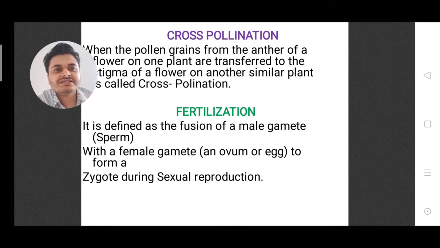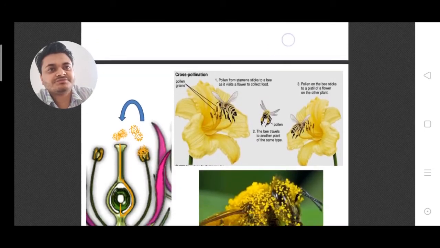Understood? So fertilization, what is fertilization? It is defined as the fusion of the male gamete, that is sperm, with the female gamete or ovum or egg to form a zygote during sexual reproduction. This is called fertilization. So the fusion of sperm and ovum. During fertilization, sperm and ovum unite to form a zygote. This is sexual reproduction.